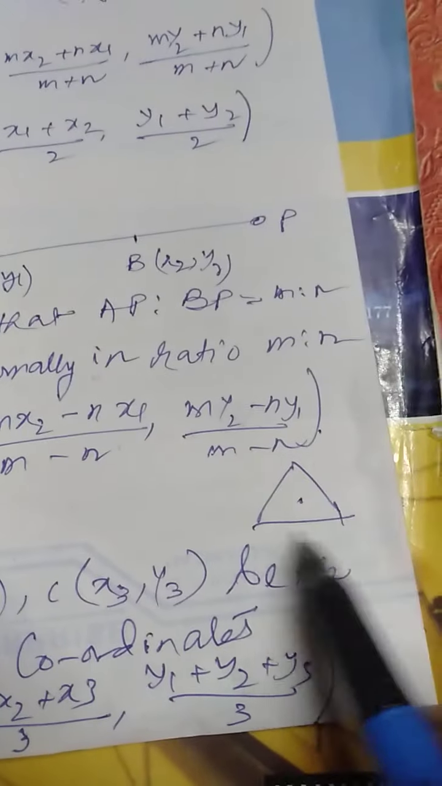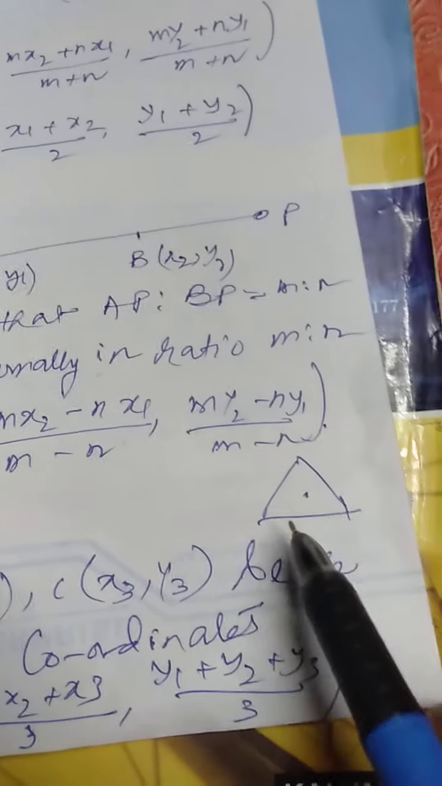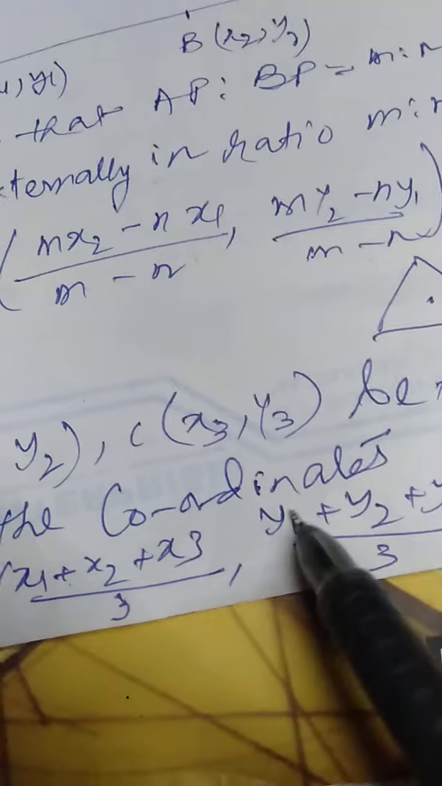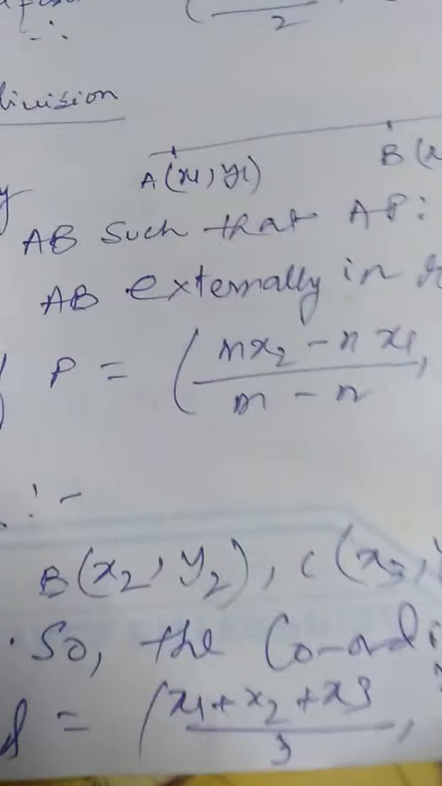Now let's come to the centroid. If we have a triangle whose vertices are x1, y1, x2, y2, x3, y3, then what is the coordinate of the centroid? This is the formula for the coordinate of the centroid: (x1 plus x2 plus x3) by 3, (y1 plus y2 plus y3) by 3.